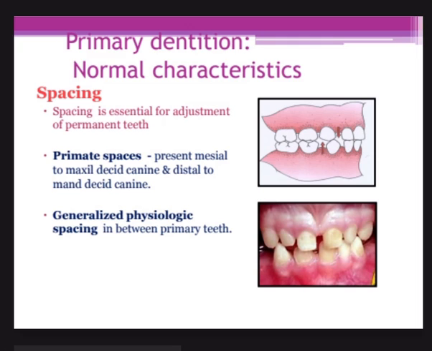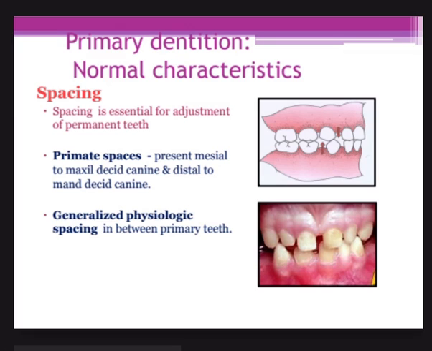Okay. So if you see a well aligned arch in a primary dentition, or a child having a properly aligned arch of teeth without any spacing, that means there is a high chance, almost 90% chance, that the child can have crowding at a later stage or some kind of orthodontic issues at a later stage. Okay, so a well aligned arch without any spacing in a primary dentition is usually not a good sign.